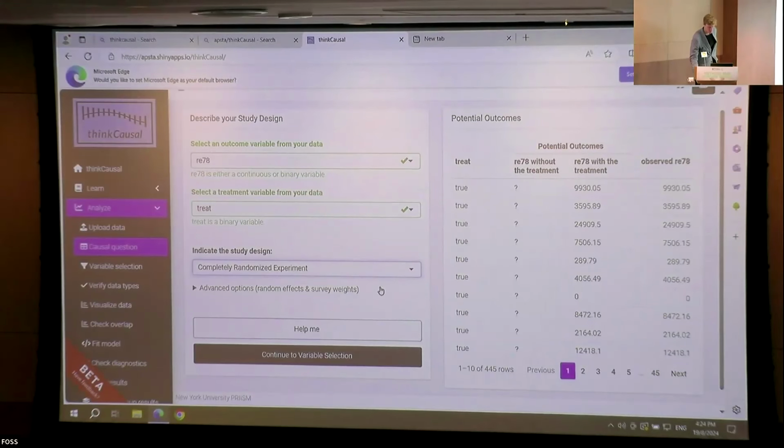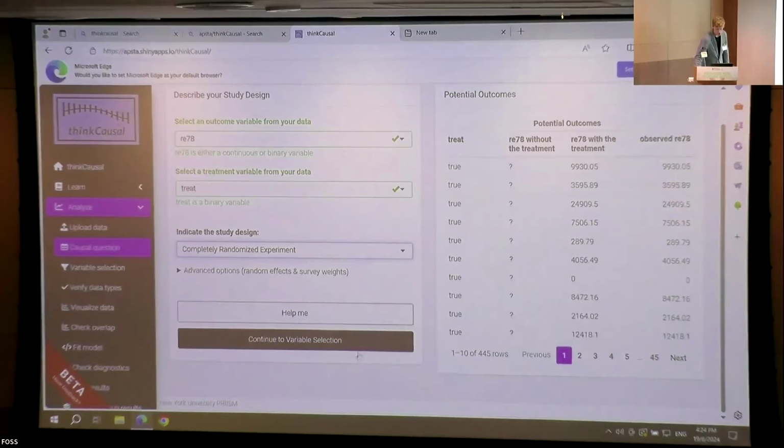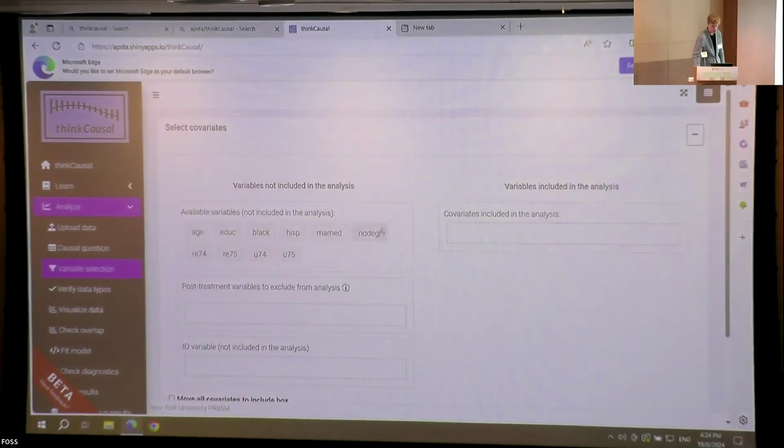idea. And so we can see all of these folks in the treatment group, and we're missing their potential outcome. We're missing what would happen to them without the treatment. And we want to fill this stuff in. So we're going to continue.